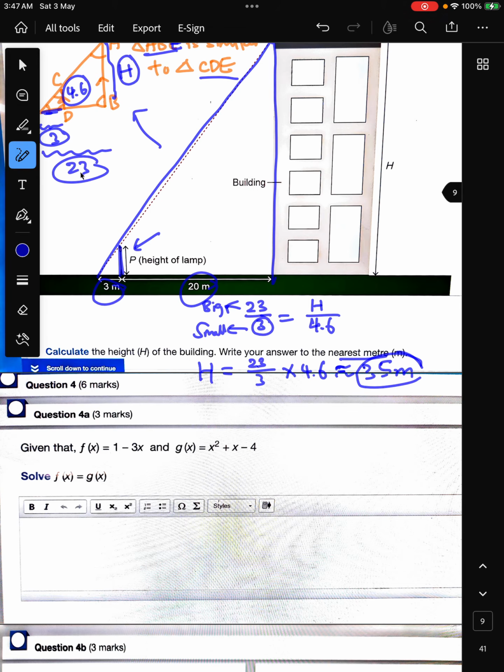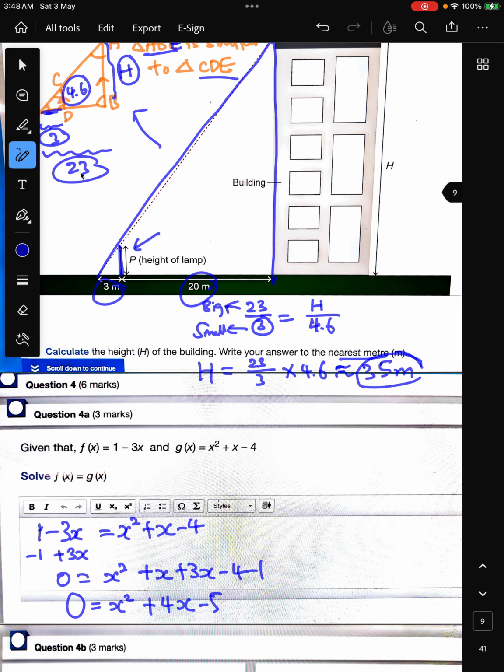So it says solve f(x) equal to g(x). This looks like it will end up being a quadratic equation. So what we're going to do is make sure that one side of the equation is always 0. I'm going to subtract 1 here, and I'm going to add 3x here. So technically it will look something like this: x squared plus x plus 3x minus 4 minus 1. So you're going to get x squared plus 4x minus 5 equal to 0.